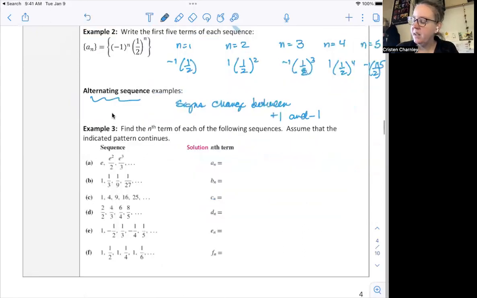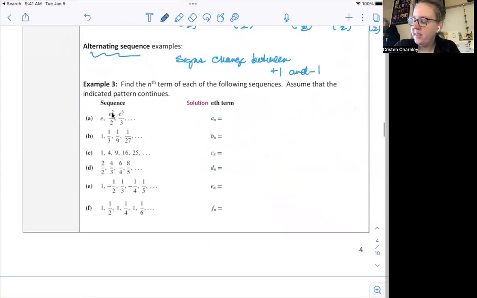Good. Example 3. Find the nth term of each of the following sequences. Assume the indicated pattern continues. So I don't want to write out the next 3 terms like we did in that first example, but I want to be able to say, okay, what is the actual pattern? So sometimes for me, it helps because that first term can be a little deceiving. I like to label them. Here's 1, here's 2, here's 3. And when I look at that, okay, I can see that this is going to be e to the n over n. No big deal, no problem on that one.